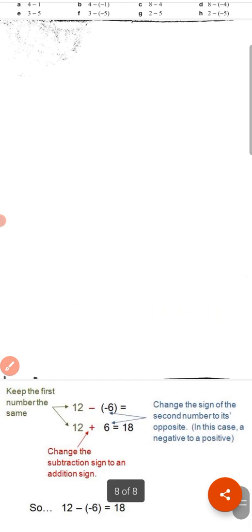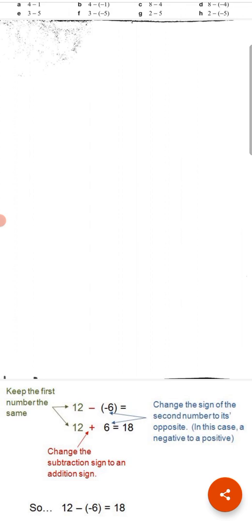Children, when we are subtracting two numbers, follow these rules. Keep the first number the same. Change the subtraction sign to an addition sign and change the sign of the second number to its opposite, which is known as the additive inverse.